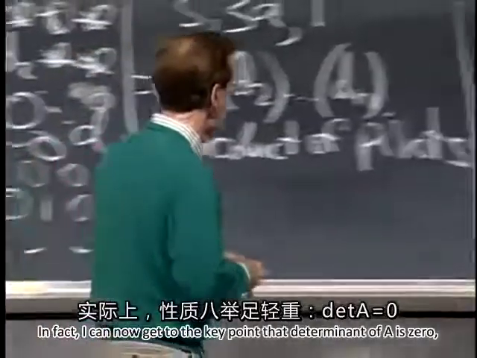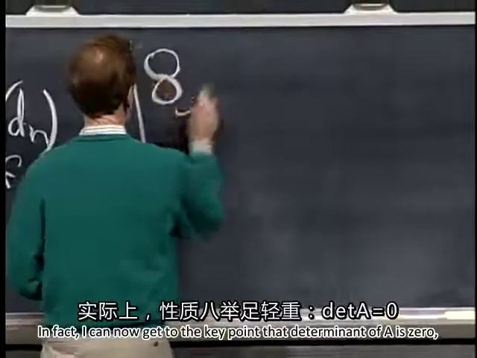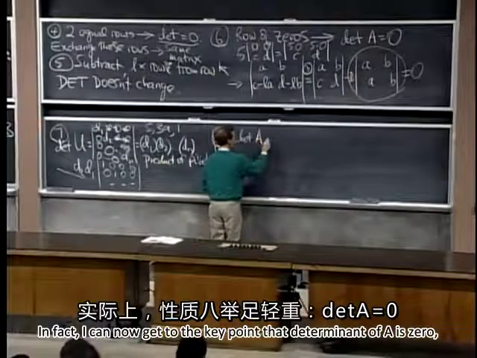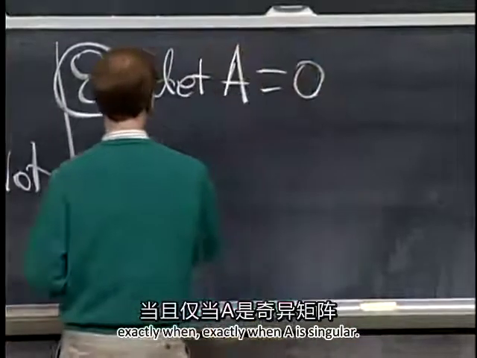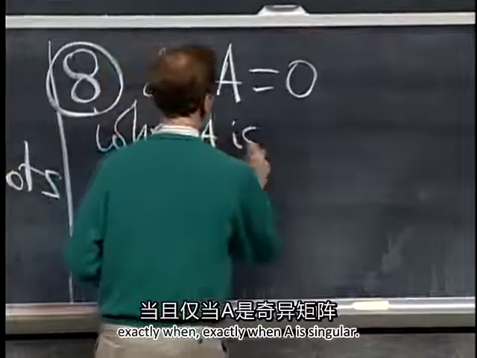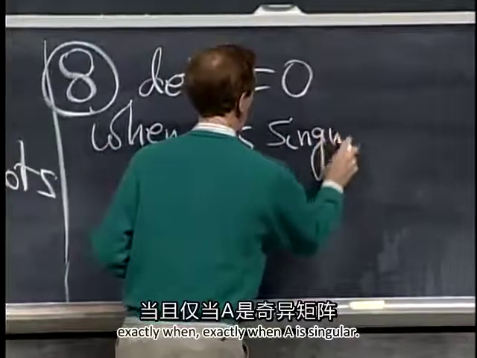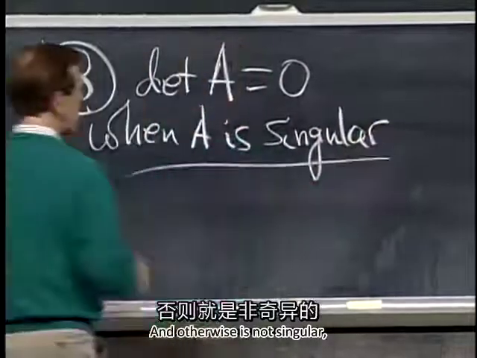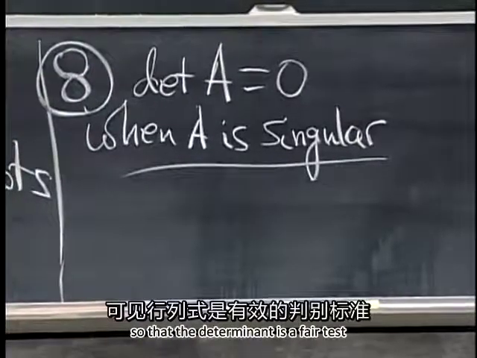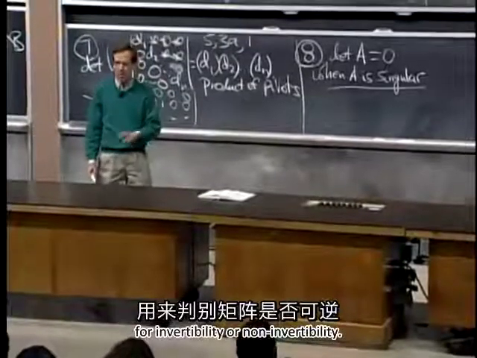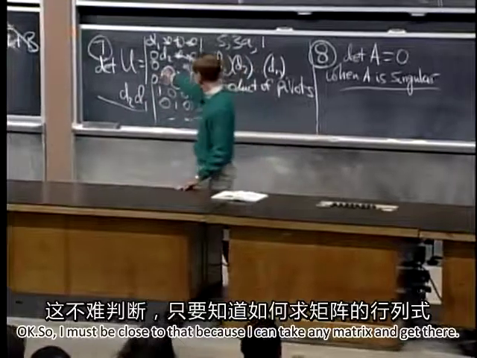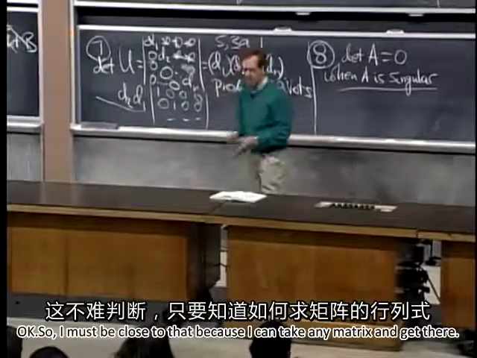In fact, I can now get to the key point, that the determinant of A is 0 exactly when A is singular. And otherwise, it's not 0. So that the determinant is a fair test for invertibility or non-invertibility. Okay. So I must be close to that because I can take any matrix and get there.